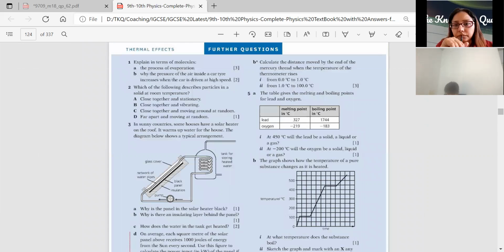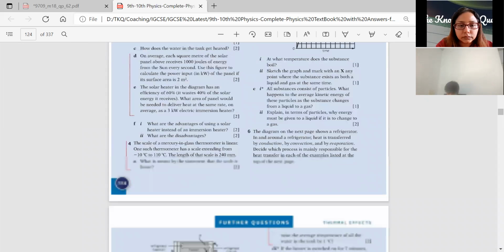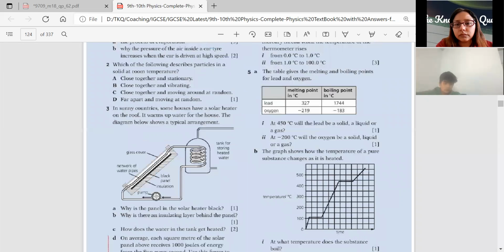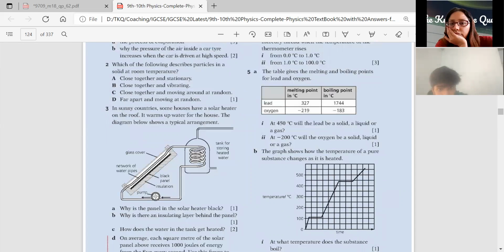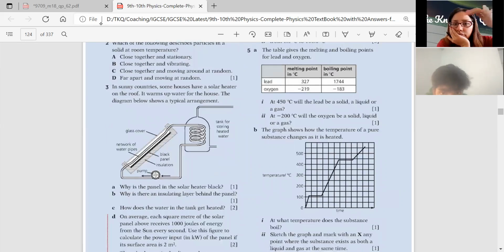Question number 5. The table gives the melting and boiling points for lead and oxygen. Lead's melting point is 327, boiling point is 1744; oxygen is minus 219 and minus 183. At 450 degrees Celsius, will the lead be a solid, liquid, or a gas? Liquid. Lead will be liquid at 450 degrees Celsius.